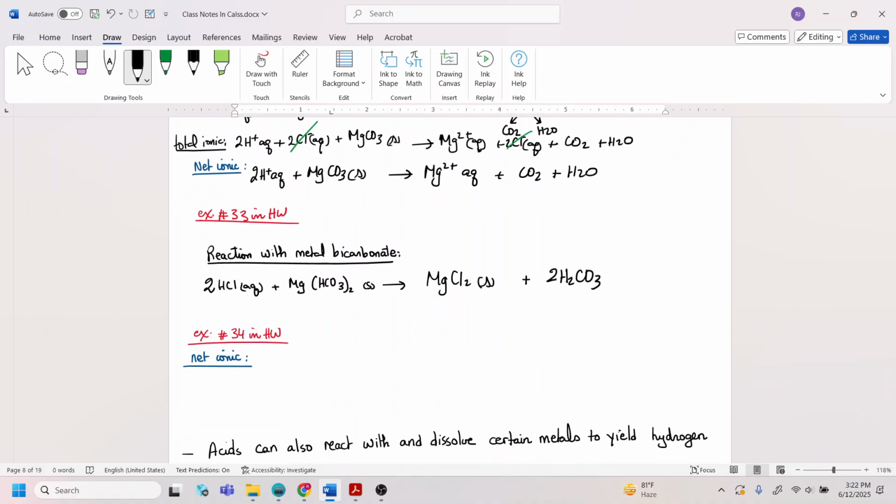So the carbonic acid, we know that carbonic acid dissociates into carbon dioxide and water, right? But because you do have 2 over there, then it's going to dissociate into 2 carbon dioxide, 2 CO2, and 2 water. So it's going to dissociate for both. So if I want to go ahead and draw the net ionic for this equation, it's going to be 2H plus aqueous plus Mg(HCO3)2 solid. That is going to be Mg2 plus aqueous plus 2CO2 gas plus, of course, water is going to be a liquid.